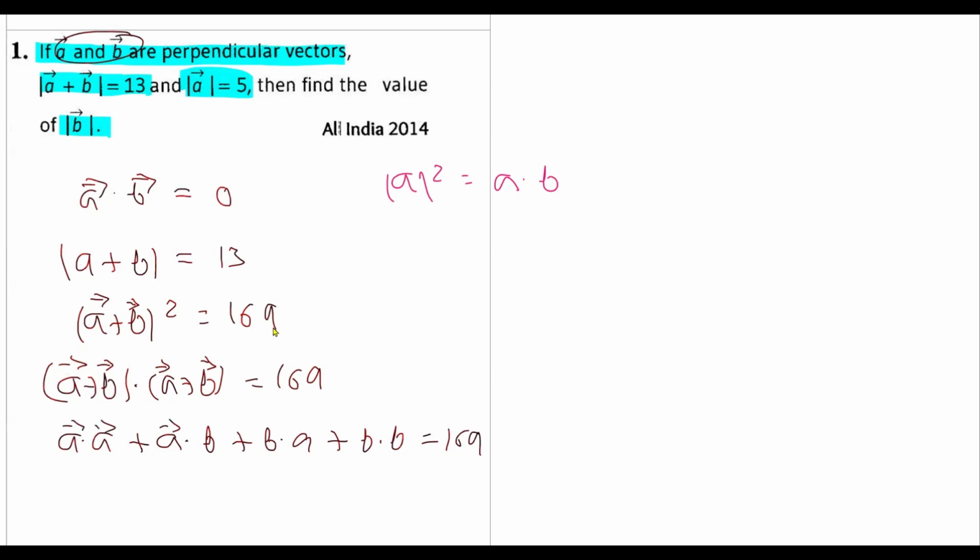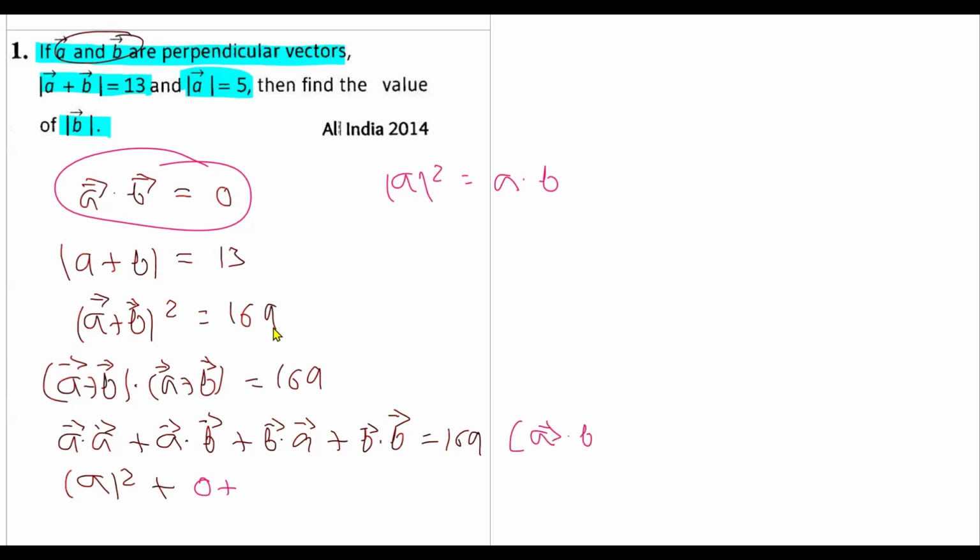Now what we know, that A dot A is what? A magnitude whole square. So I'll put this as whole square. Now check from here what is given, that these two are perpendicular vectors. So A dot B is equal to 0. And we know that A dot B is equal to B dot A due to the commutative law of multiplication for scalars. So this is also 0.